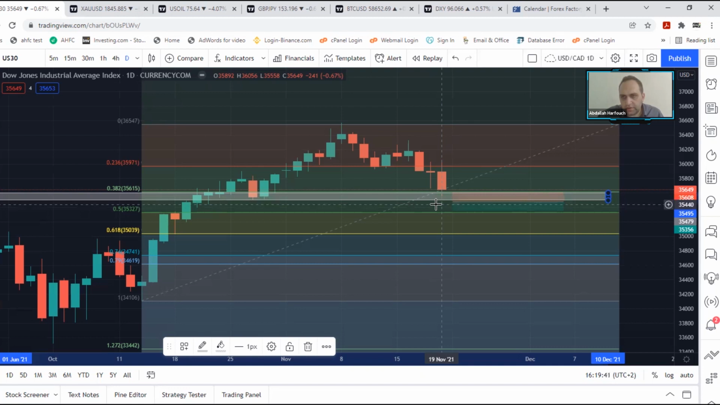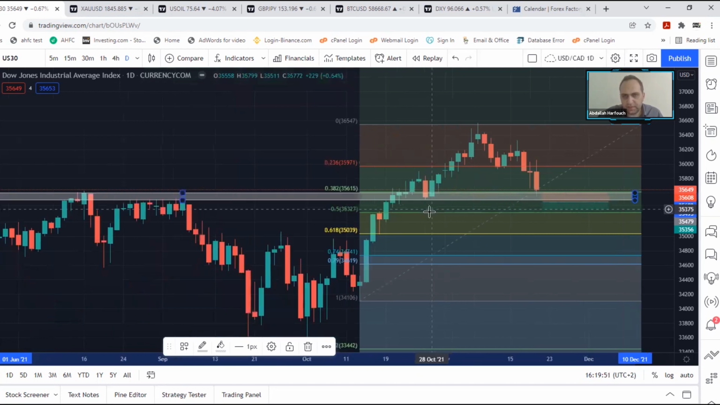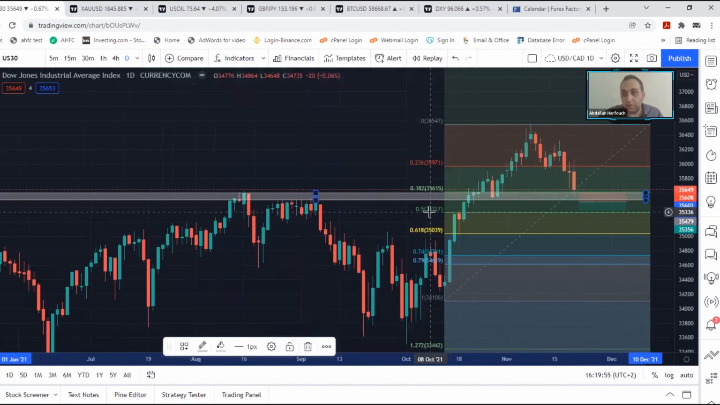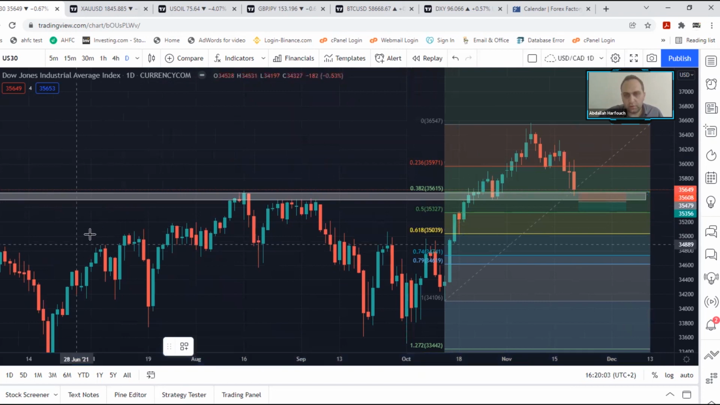like 35,440, TP2 35,410, and TP3 35,356 for the 50% retracement. Of course, you can keep a runner, it will be yours to keep a runner for the 61.8. 61.8 also will be a good support level. You can have a good support level at this level.